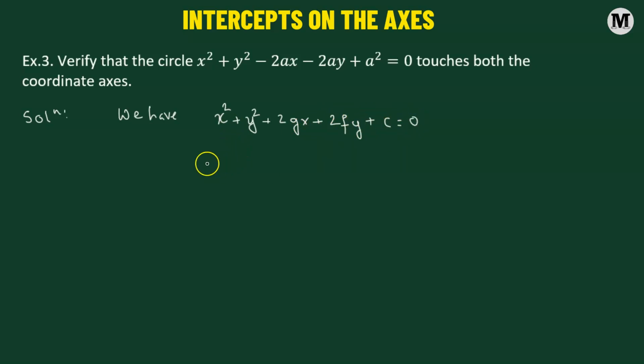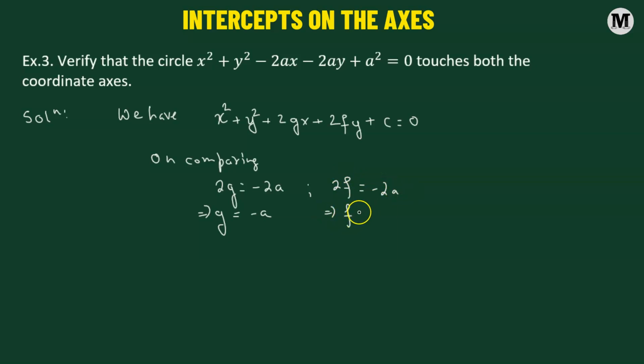So on comparing, we get 2g equals negative 2a, which implies that the value of g equals negative a. Then we have 2 times f equals negative 2a, which gives us the value of f as negative a. And then we have c, so c is equivalent to a squared.